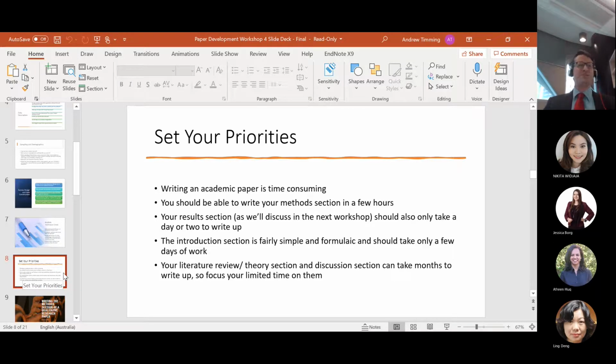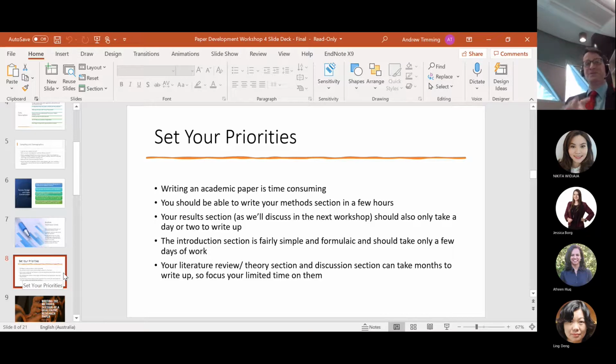The introduction, as we've already discussed, is pretty simple and formulaic, maybe a few days of work, maybe up to a week to do a good introduction. And your literature review and theory section and your discussion sections, now these can literally take months to write up. And that's why there was a 2-month gap between the previous workshop on how to write a literature review and this workshop, because the amount of intellectual effort involved in writing up a literature review and a discussion section is considerably more than the section that I'm talking about today.